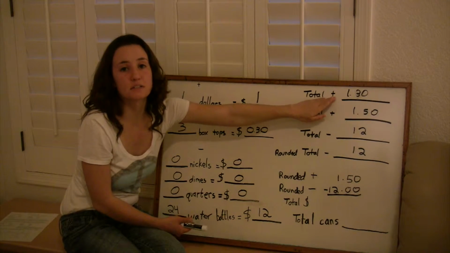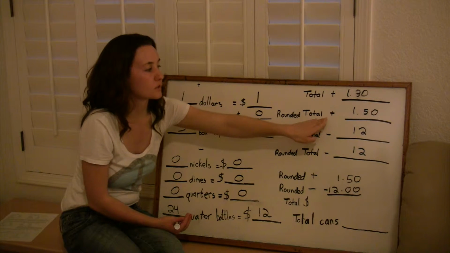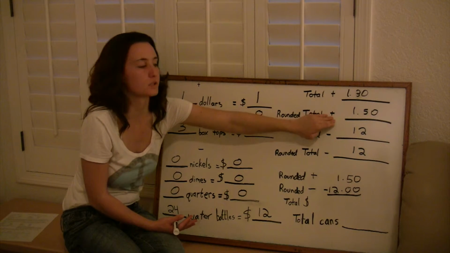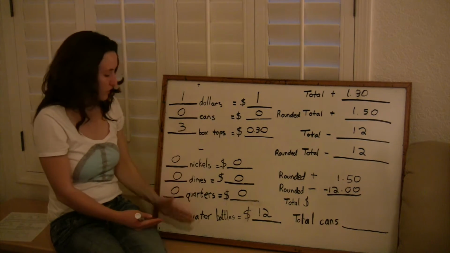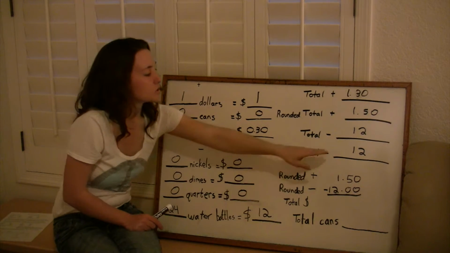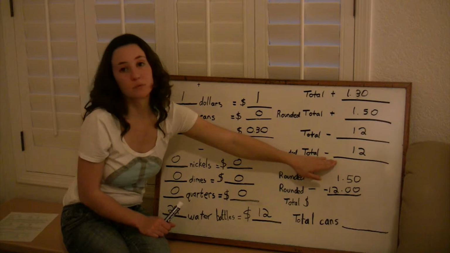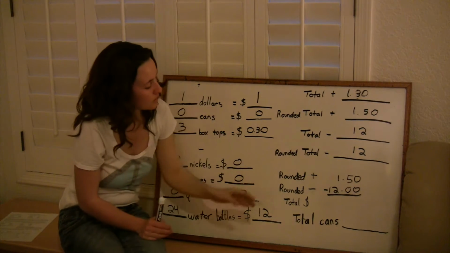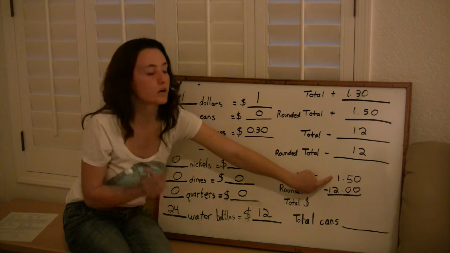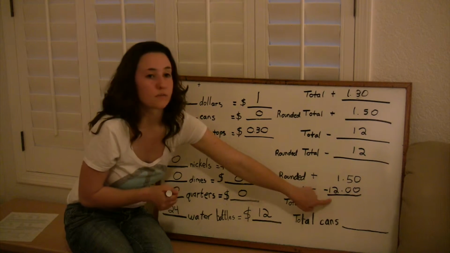And since it doesn't end in 0.0 or 0.5, we need to round it. So we're going to round it to $1.50, since that's what it's closest to. Then for our negatives, we have 0 and then 12. So our total would be 12, and that does end in 0, so it will stay as 12. So our rounded total for positive is $1.50, and our rounded total for negative is $12.